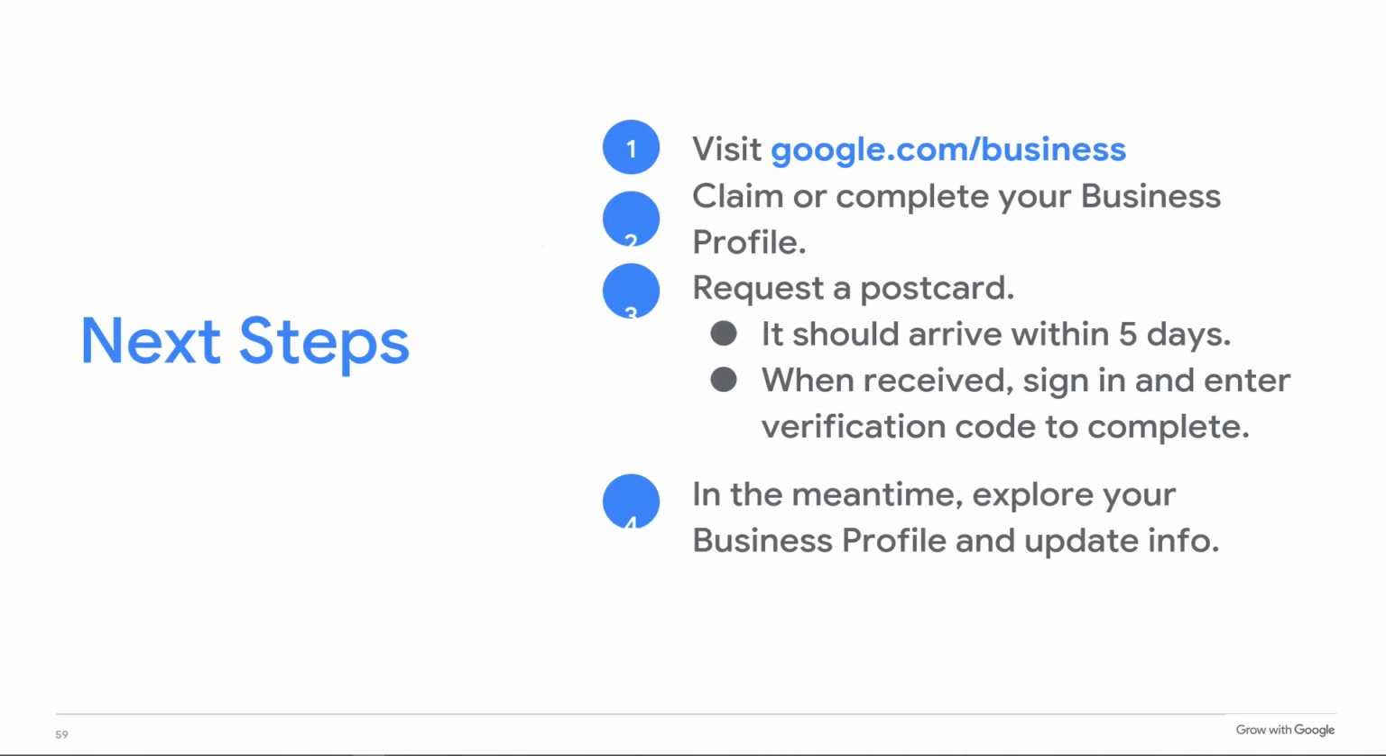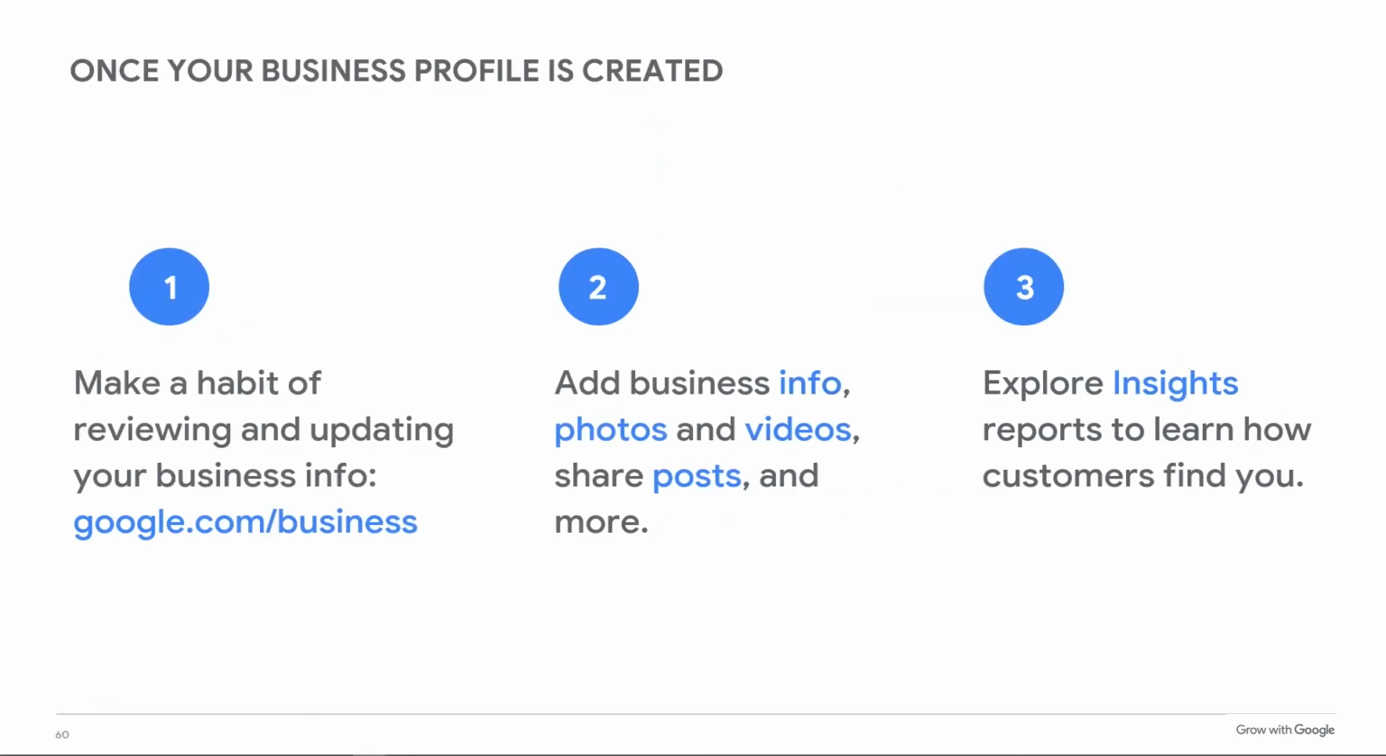This should arrive within 5 days. When you receive it, sign back into your Google My Business and verify or add the verification code. In the meantime, explore what your business profile can do, what it is, and update all your information so that once you verify, you have access to everything, you're able to really go and have an impact on your business.